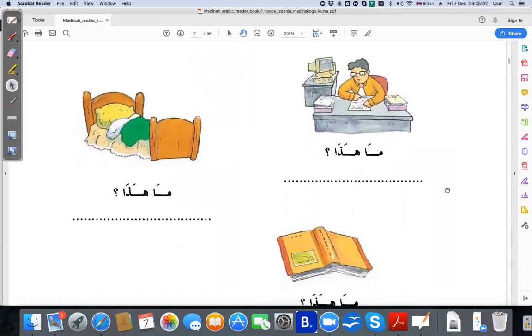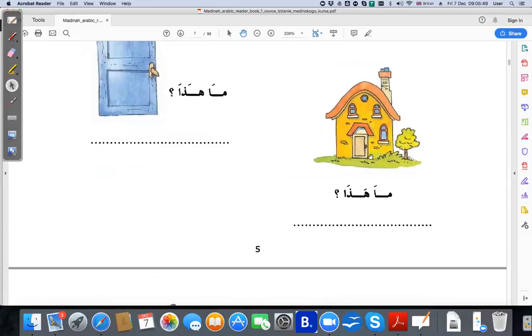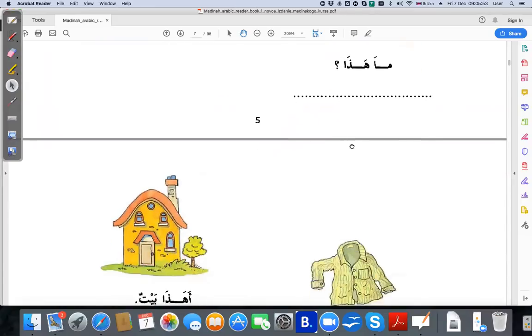Okay, here we have the exercise. We ask, mahada, and the student should answer, hada maktabun. We are going to do this, inshallah, in the WhatsApp group. I will send you the page, and I will ask, and all the students should reply by voice call, of course, in the group, and say the word in Arabic. Okay? Ma hada hada maktabun. Ma hada hada sariran. Ma hada hada kitabun. ما هذا هذا باب ما هذا هذا بيت. That should be easy in this stage for you.